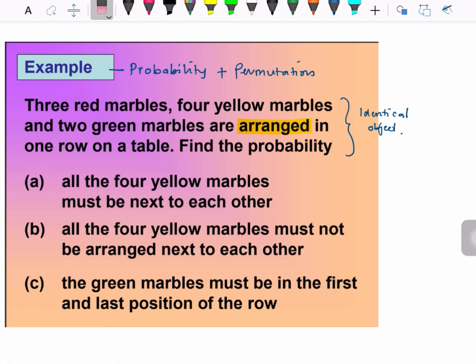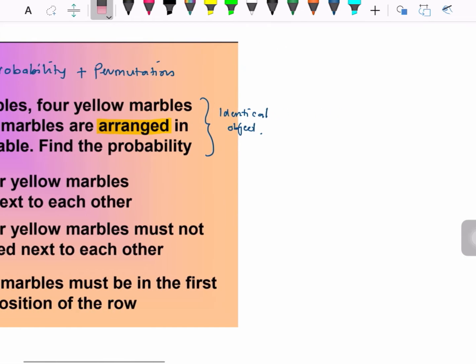Okay, first, how we can identify that this example uses permutations. Of course, it comes from the keyword "arranged". This question clearly mentions the arrangement of the marbles on one row. Then we can say that in this example we have to use permutations in order to find the probability of these problems.